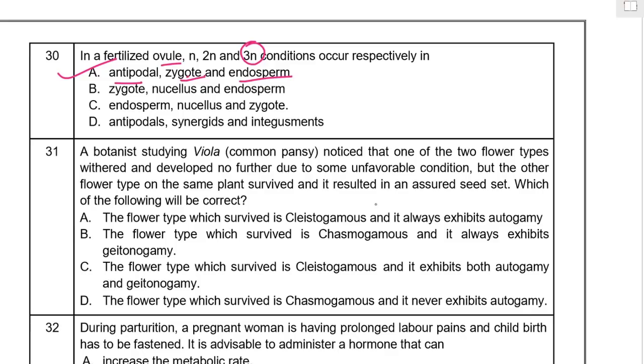Question 31. A botanist studying viola, the common name pansy, noticed that one of the two flower types withered and developed no further due to some unfavorable conditions. But the other flower type on the same plant survived and resulted in assured seed set. Which of the following would be correct?